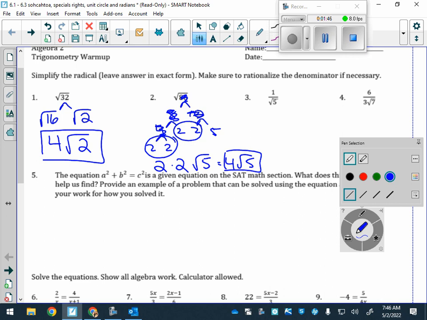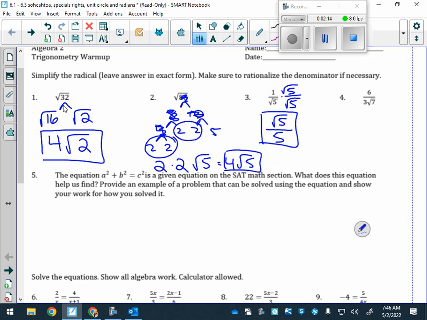All right, number 3, can we have a radical in the denominator? No. How do we get rid of it? Camilla? Yep. We multiply top and bottom by the square root of 5. So we have the square root of 5 over 5 as our final answer.